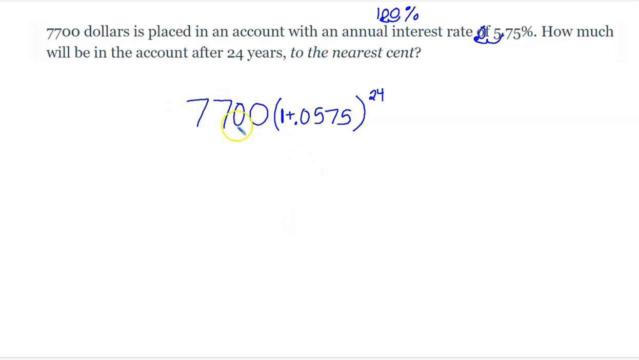So it's going to multiply 7,700 by 1.0575, and then take that number and multiply it by 1.0575. I'm just going to continue that process over and over and over again. So this is what exponential functions start as in their most basic form.